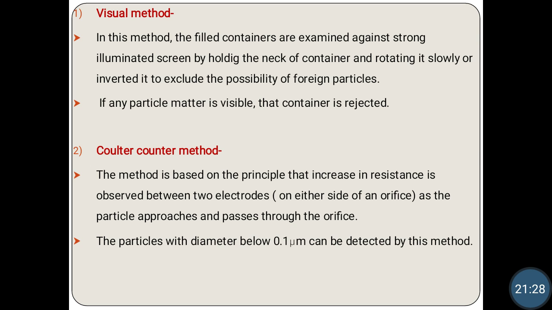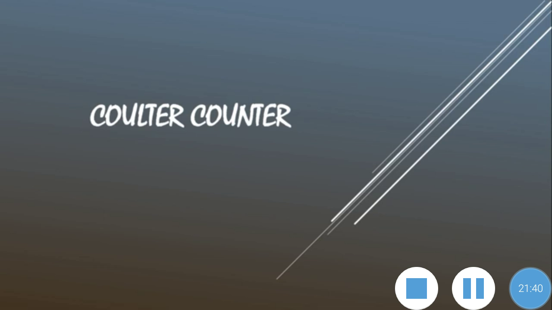Okay. So for the better understanding of this method, I want to show you one animation so that you can get a clear idea about this method. Which is used to count the number of particles and determine the size of those particles that are suspended in an electrolyte. Hi, you're watching PKI Pharmacy. So today in this video we're going to discuss the principle behind Coulter counter, and we'll learn a little bit about its construction also.